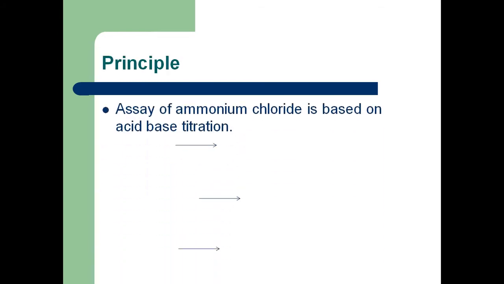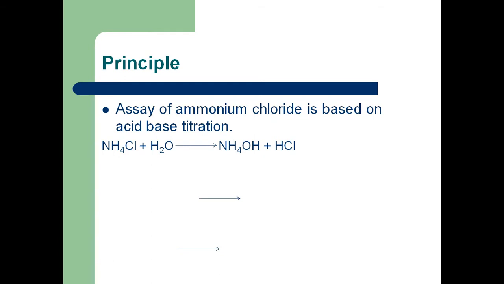Let us see the principle for assay of ammonium chloride. Ammonium chloride being a weak acid, the assay is based on acid-base titration. As you can see in equation 1, when ammonium chloride is dissolved in water, we get ammonium hydroxide and hydrochloric acid. Now this hydrochloric acid can be titrated against a base. The base we are using is sodium hydroxide, so it can be titrated against sodium hydroxide using phenolphthalein as indicator.